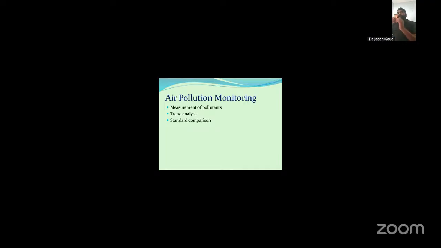Air pollution monitoring is the systematic measurement, analysis, and interpretation of air pollutant concentrations to assess air quality, identify sources, evaluate health risks, and ensure compliance with regulatory standards. It involves measurement of pollutants, trend analysis, and comparison with standards. First one is the measurement of pollutants. Major objectives are to quantify concentration of pollutants, identify pollution hotspots, and support epidemiological studies and regulatory compliance.